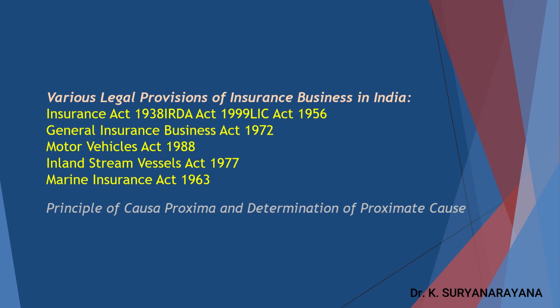Now let us have an idea about the principle of proximate cause, which we can call causa proxima. Causa proxima is also known as the principle of proximate cause. Causa proxima is necessary for a valid contract in insurance. It can be defined as the active, efficient cause that sets in motion a train of events which brings about a result without the intervention of any force.